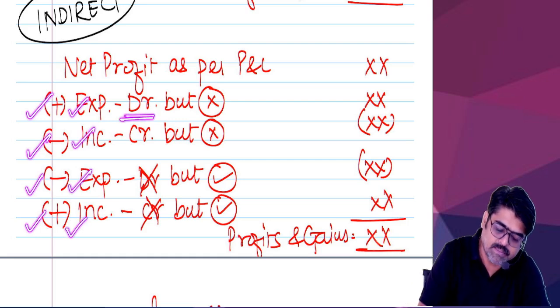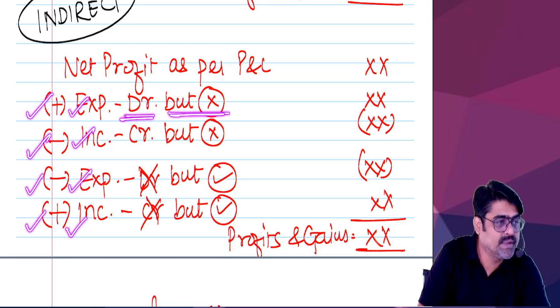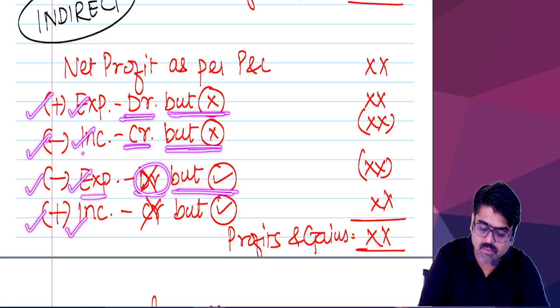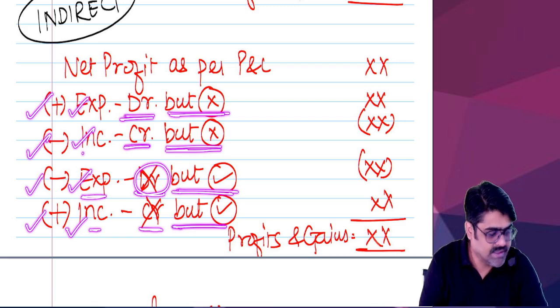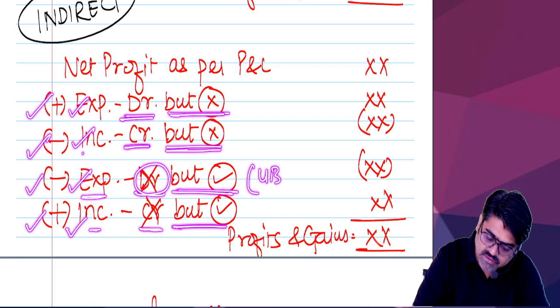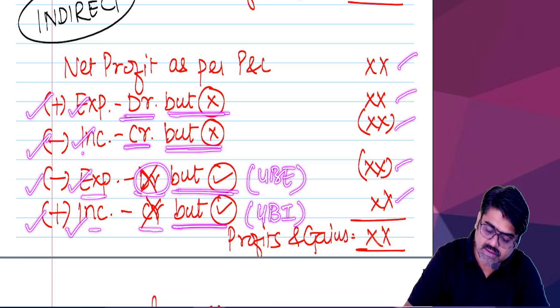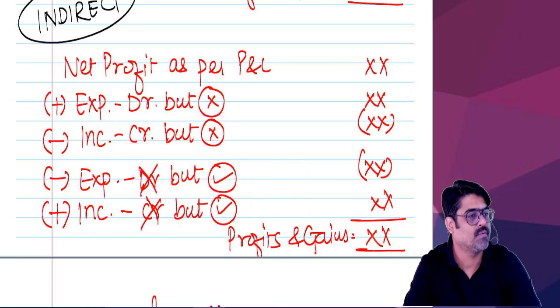Expenses debited but not allowable under the PGBP head. Incomes credited but not taxable under the head PGBP. Expenses not debited but allowable under the PGBP head. Incomes not credited but taxable under the PGBP head. This is known as unrecorded business expense, UBE, and this is known as unrecorded business incomes, UBI. We'll do these adjustments and we are going to get the profits and gains.